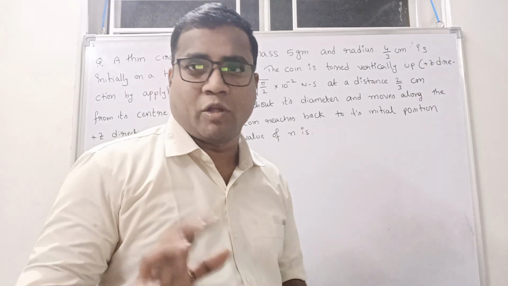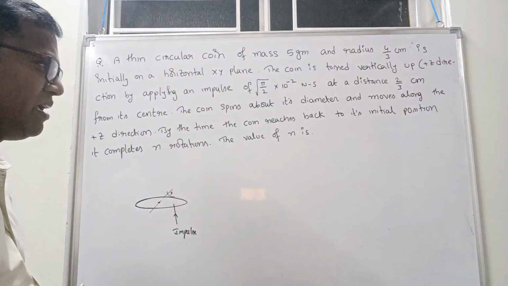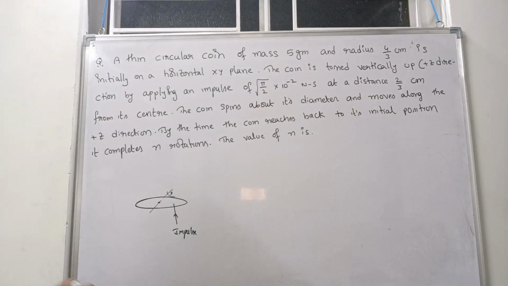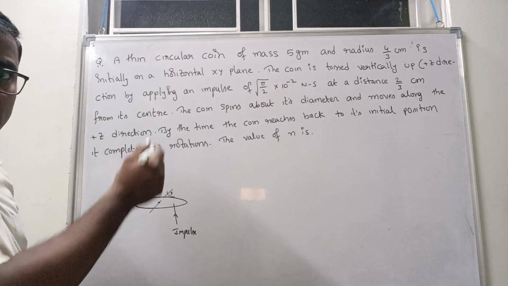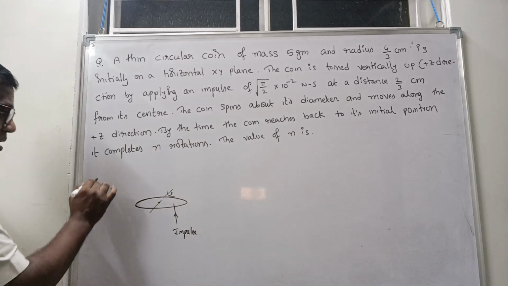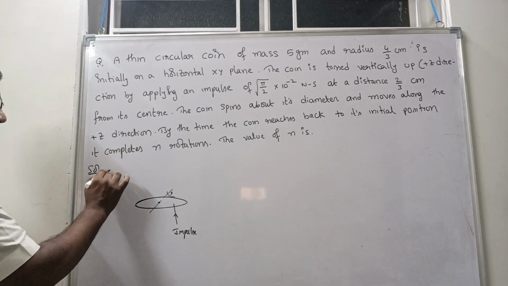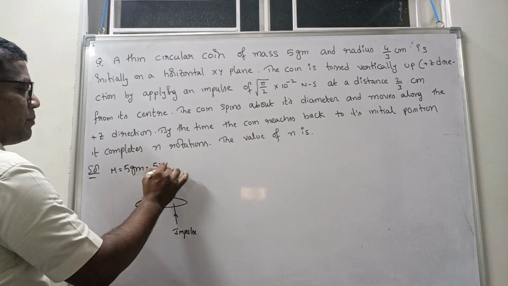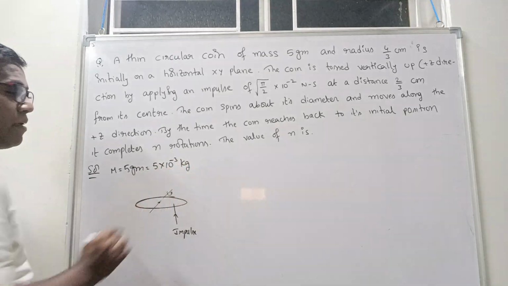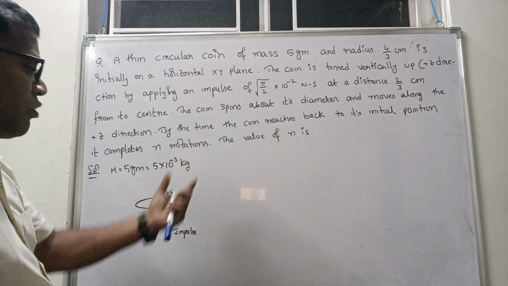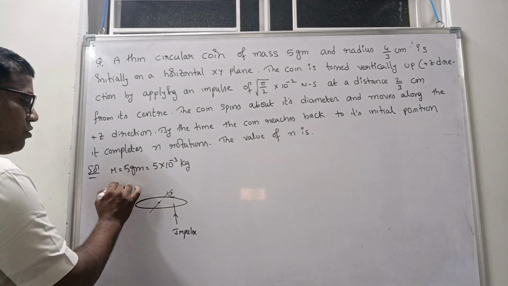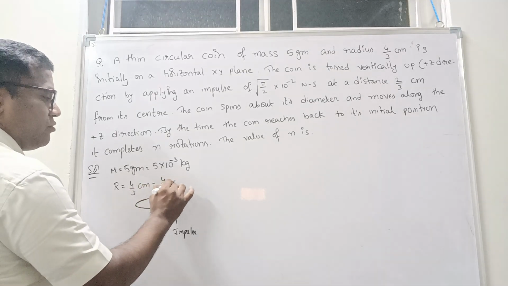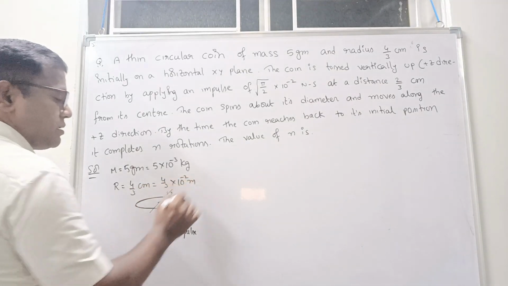Now we will see how to solve this question. Easy only, and this is an advanced PYQ. First I will write the data. Mass is given: M is equal to 5 gram, which is 5 into 10 power minus 3 kg. The radius of the coin is given: R is equal to 4 by 3 centimeter, so 4 by 3 into 10 power minus 2 meters.